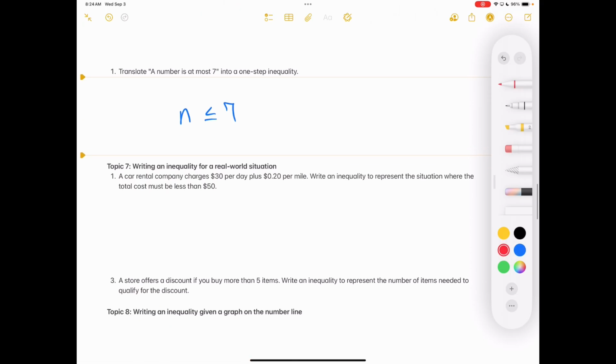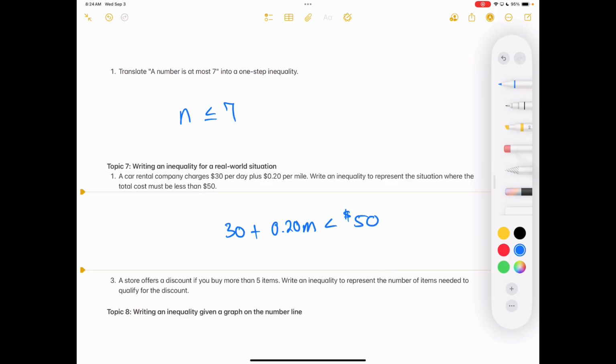All right. Writing in a real-world situation, a car rental company charges $30 per day. So that's a base fee, plus an additional 20 cents per mile. So we do not know how many miles we're driving. So write an inequality to represent a situation where the total cost must be less than $50. We don't know how many miles we're driving, so we're going to multiply this. If it's 1 mile, it's 20 cents. It's 2 miles, it's 40 cents. 3 miles, it's 60 cents. And this has to be less than $50.